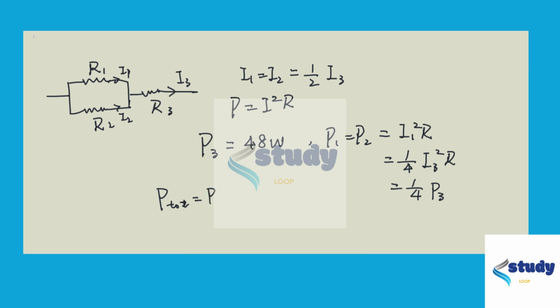So the total power, P1 plus P2 plus P3, is going to be equal to 3/2 P3, which will give us 3/2 times 48, which gives us 72 volts.